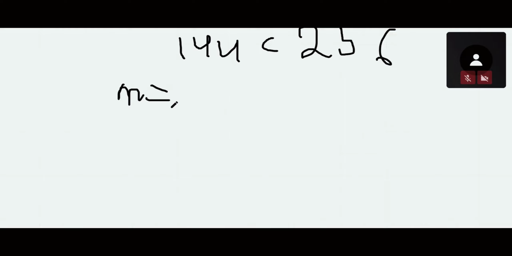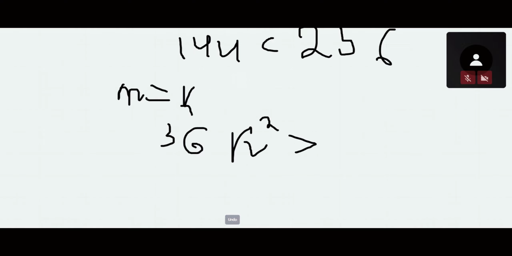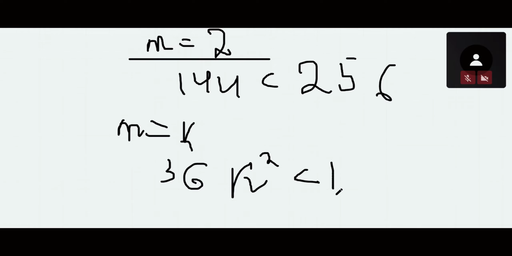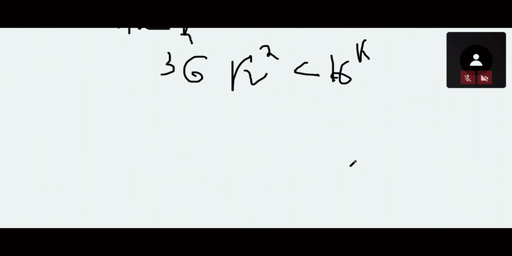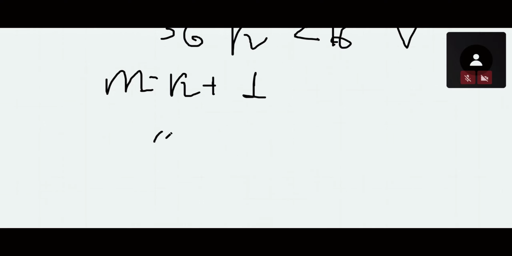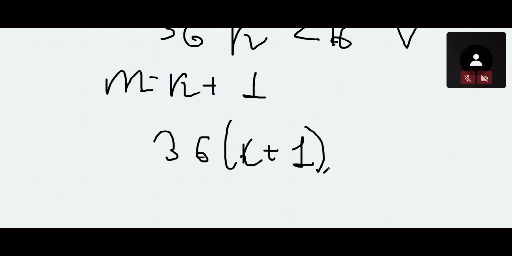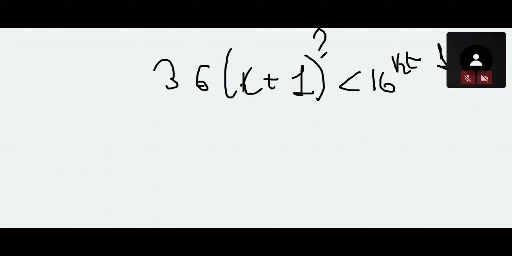Let's say m is k. Then it means that we accept that this part is correct. Then we accept this. Then we will use the same strategy if m is equal to k plus 1. 36 multiplied by k plus 1 is smaller than 16 to the power of k plus 1. Okay, add the square, of course.